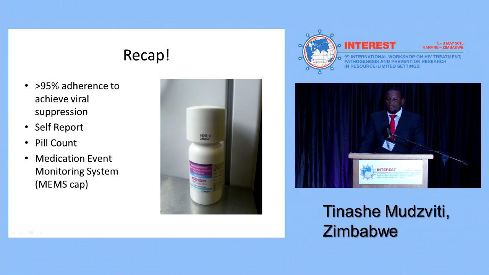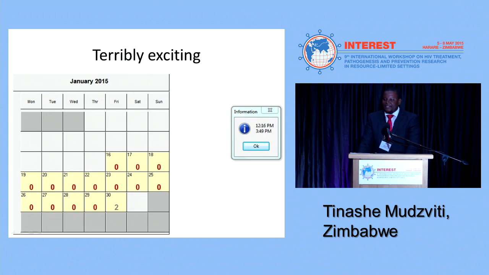Then there is this technology which involves the medication event monitoring system, or simply put, your MEMS cap. As you can see on that image, that is a bottle of atazanavir, and sitting snugly on that bottle of atazanavir is your MEMS cap. What it does essentially is it records each and every opening, for those who haven't seen it. And when you download data from your MEMS cap, this is what it will look like.